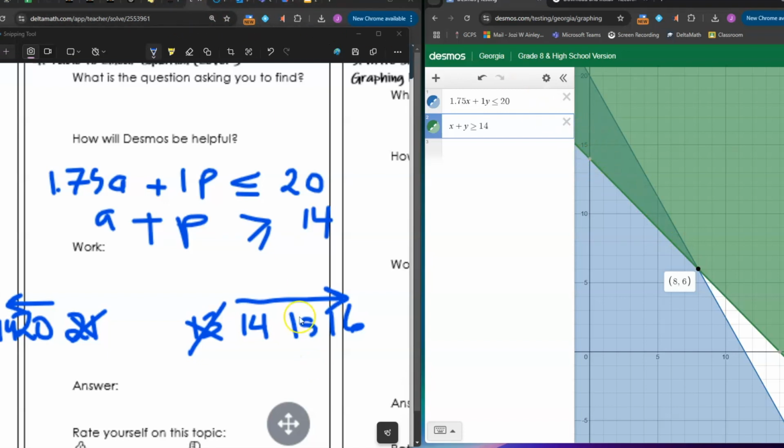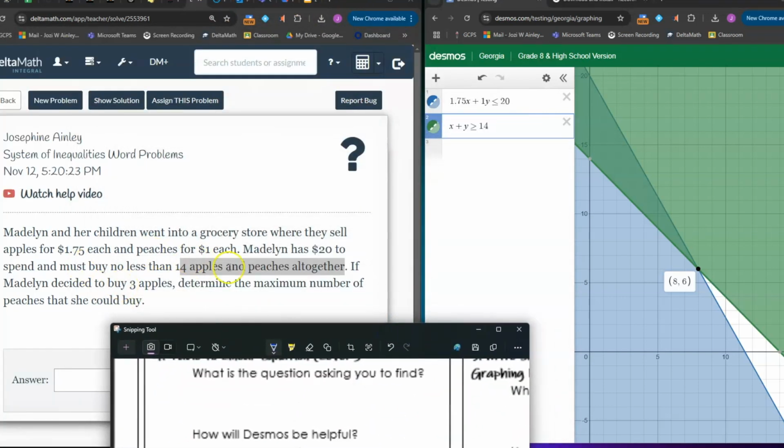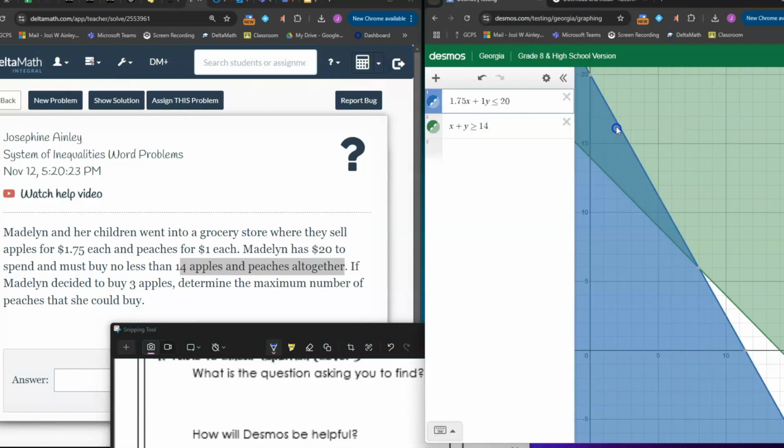Now that you have your solutions, you can go back to your question. My question says, if Madeline decided to buy 3 apples, so which one was first? When you put it in, A was apples, so X is apples. If X is 3, I'm going to go to 1, 2, 3. How many peaches can she buy? She can buy anything from here. So 3 goes with this one, this one, this one, and you can't buy half an apple, so not that one.